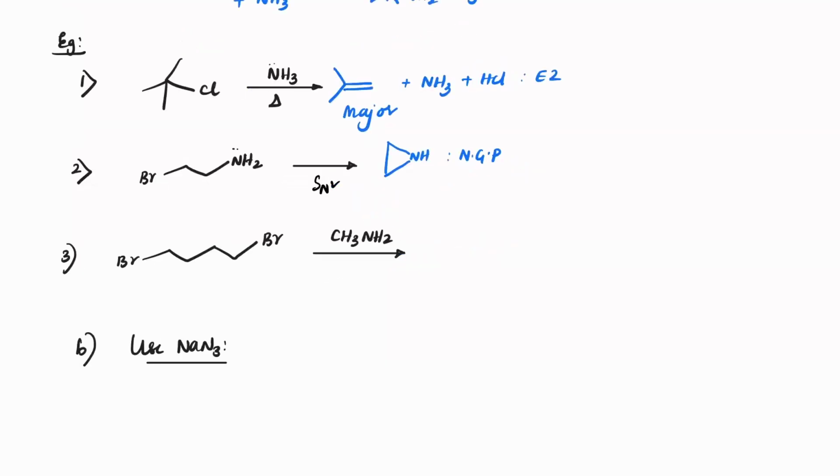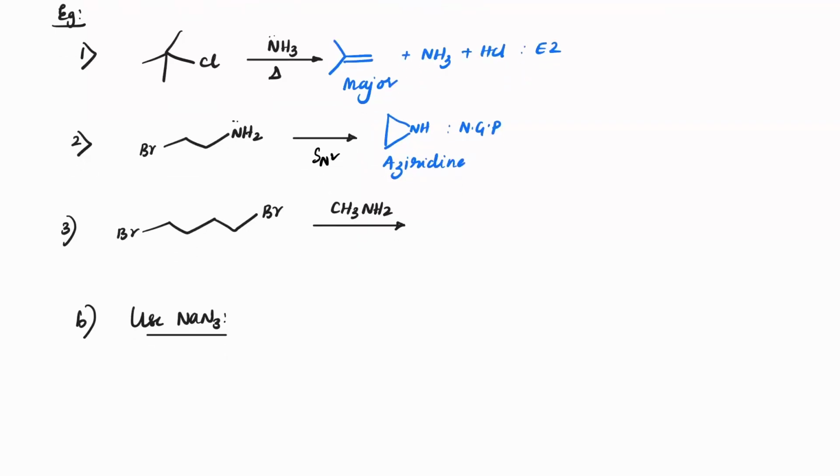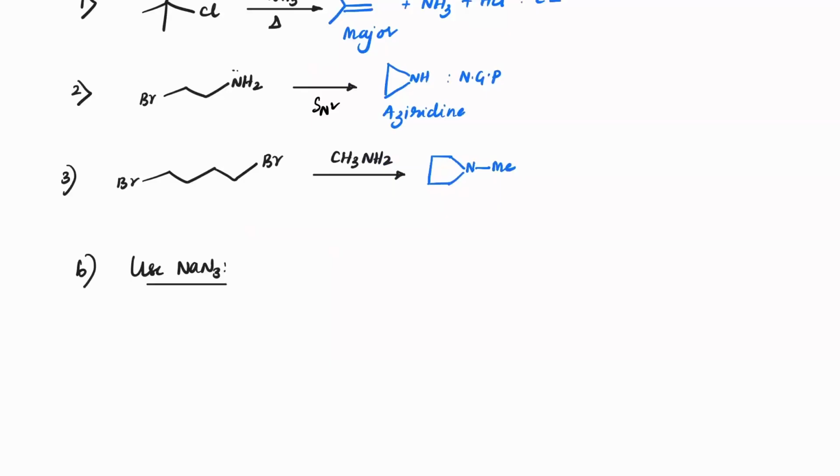So what are we getting? This is aziridine, a three-membered ring. Same thing: first NH2 can attack here and remove the halide, and internally again it can attack at this position. So we will get a five-membered ring here with N, like this, with methyl. So this is the reaction that will happen.